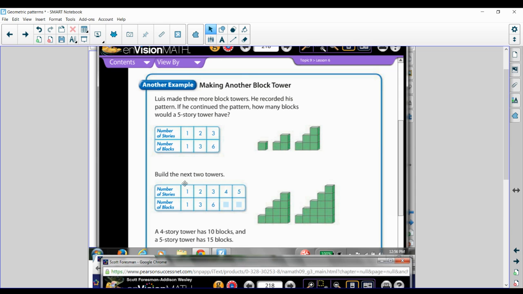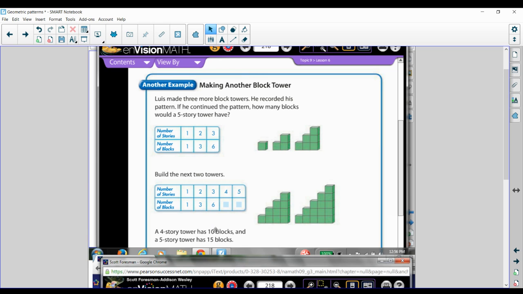Okay, so here's what we have. This section here is right here. We're going to figure out how many are in 4 and how many are in 5. Okay? Notice I went from 1 to 3. So here I'm adding 2. Here I'm adding 3. I wonder, can I add 4? I have 2 on the bottom. I have 3 on the bottom. Now I have 4 on the bottom.